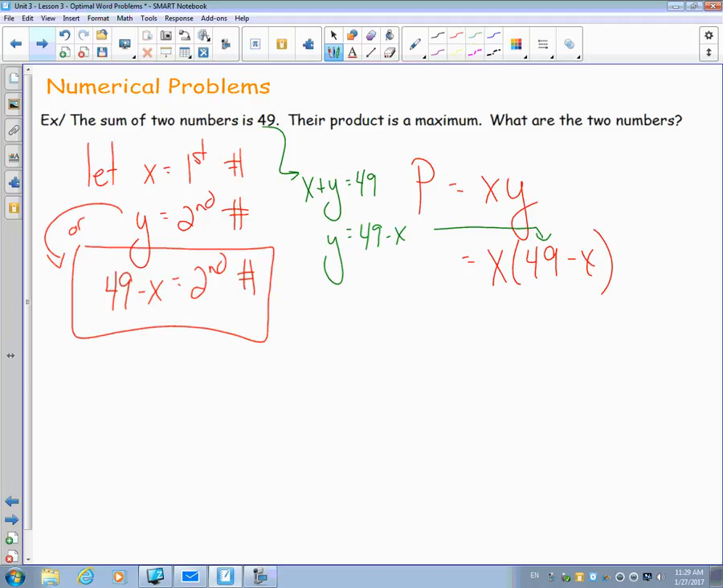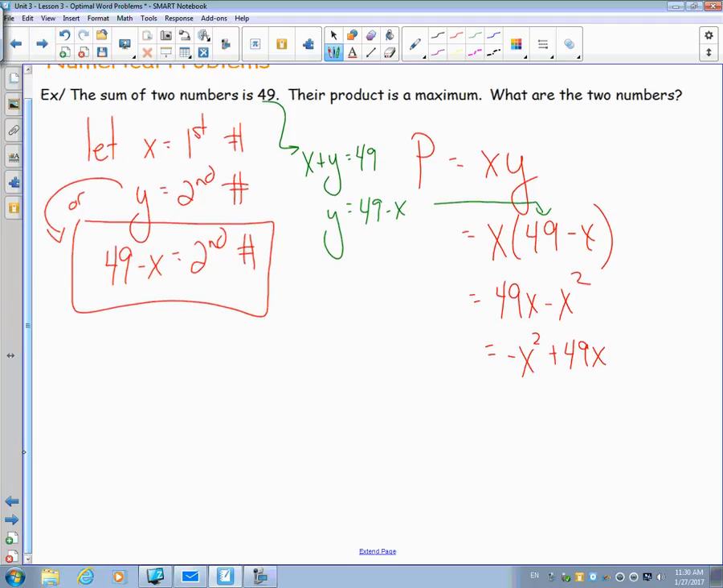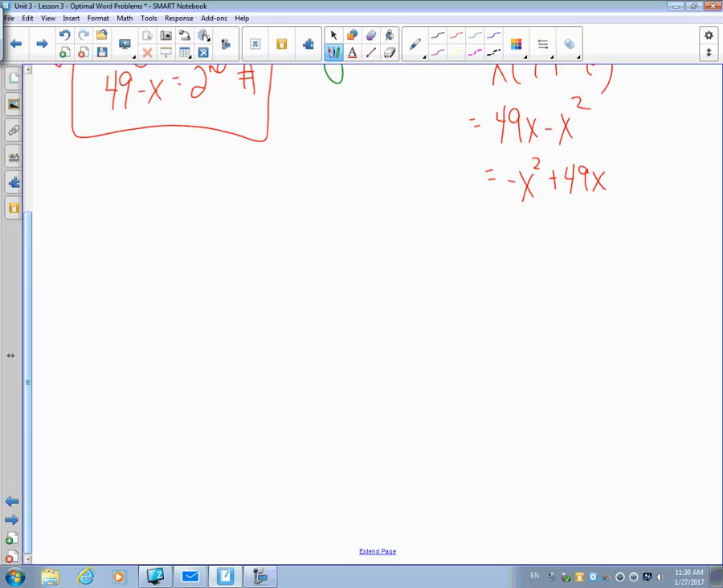I want to solve this. I want to find what makes them a maximum. I'm looking for an optimal value. The best way of doing this, I suggest, is let's do it in standard form. It just makes life easier. So if we expand our brackets, we have things in the right order. I want to find the maximum value. Standard form tells me use negative b over 2a. So x equals negative 49 over 2 times -1. Or in other words, 24.5.